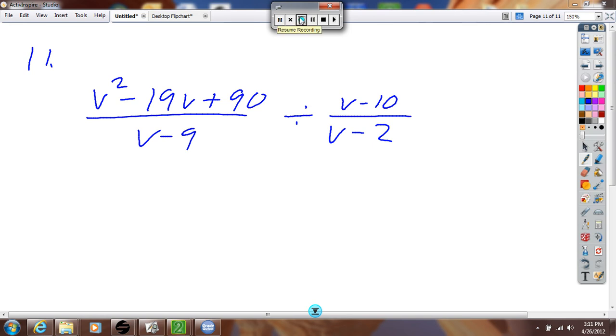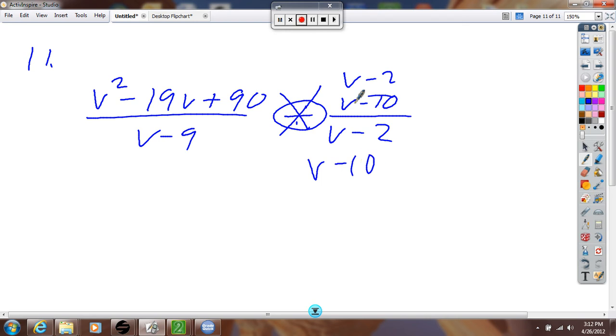Okay, here's 11. 11 is a division problem. We don't do division. We do multiplication. So you switch it. We take the division sign and make it a multiplication sign, and we take the fraction and flip it over. Put b minus 2 on top and b minus 10 on the bottom, because we inverted it. So now we do a multiplication problem.